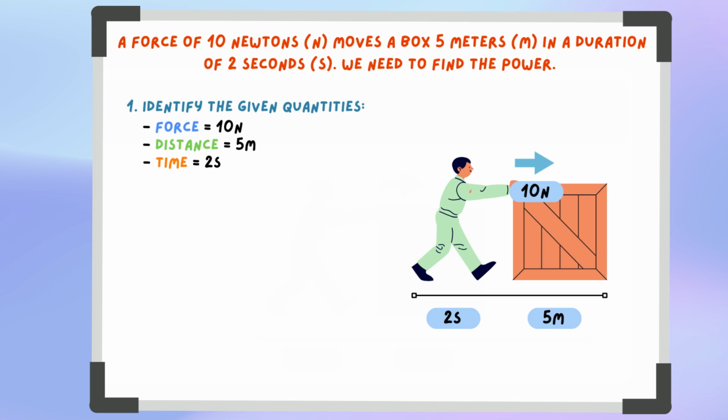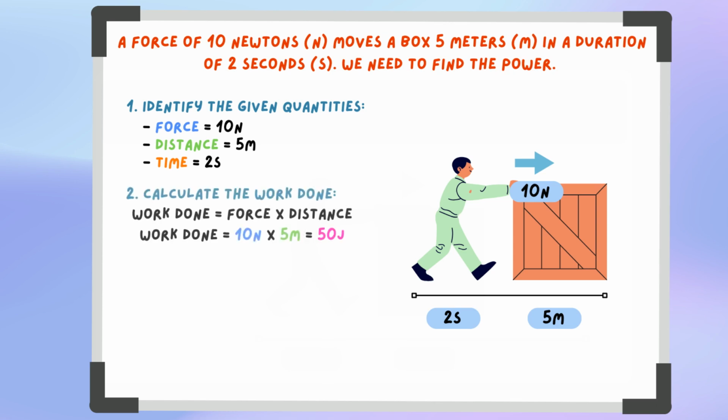In this case, we aren't directly given the work done. Instead, we are given a force and a distance. We can use those two quantities to calculate the work done using the equation: work done equals force times distance. Subbing in our values gives us work done equals 10 newtons multiplied by 5 meters, which equals 50 joules.